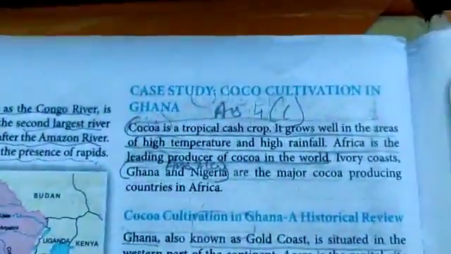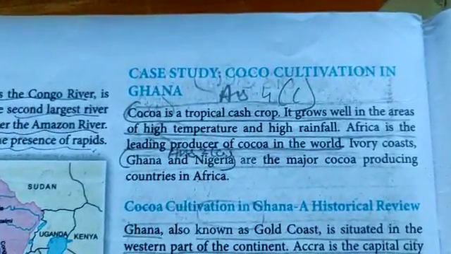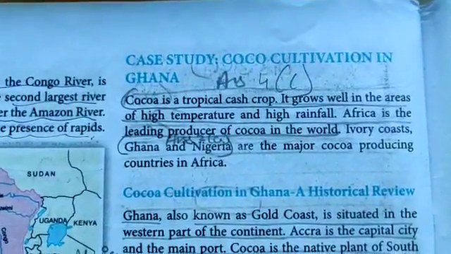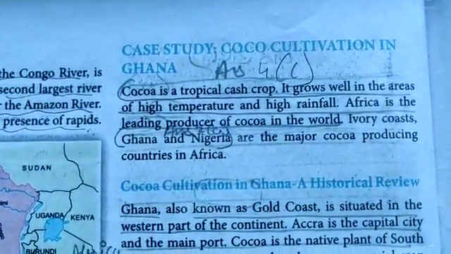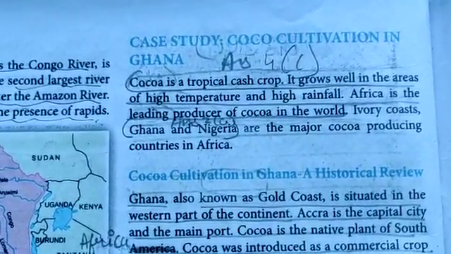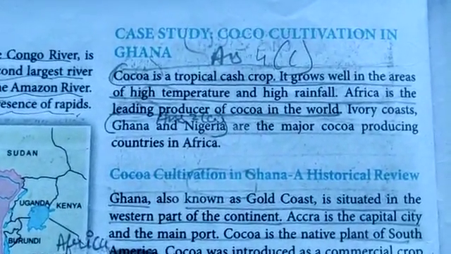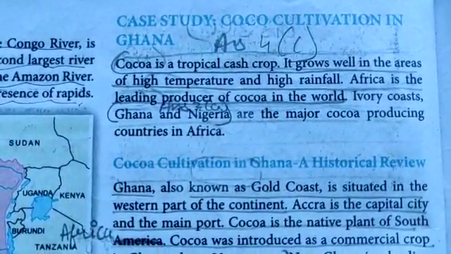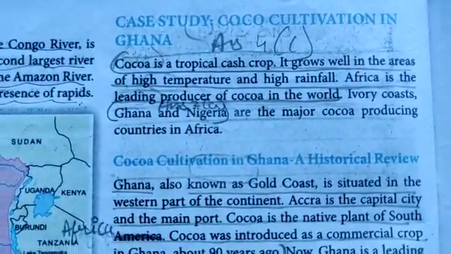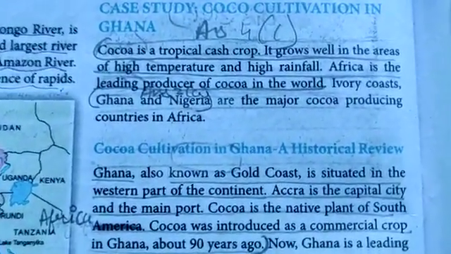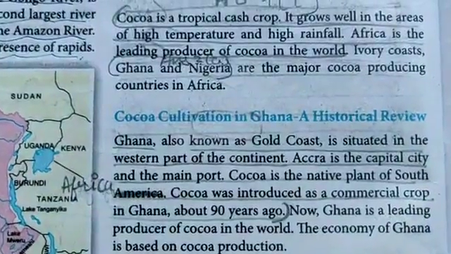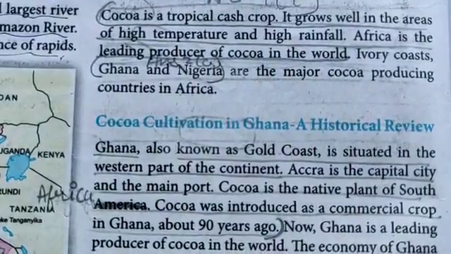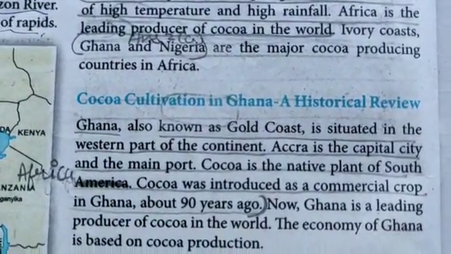Now, coming to case study, cocoa cultivation in Ghana. Underline whatever you see, underline children. Cocoa is a tropical cash crop. It is a cash crop, a crop which is grown for selling. It grows well in the areas of high temperature and high rainfall. Africa is the leading producer of cocoa in the world, namely Ghana. Nigeria comes at 5th or 6th position. Ivory Coast, Ghana and Nigeria are the major cocoa producing countries in Africa.